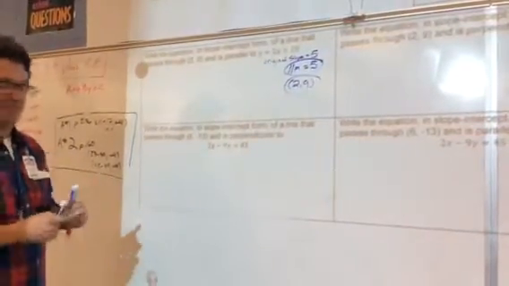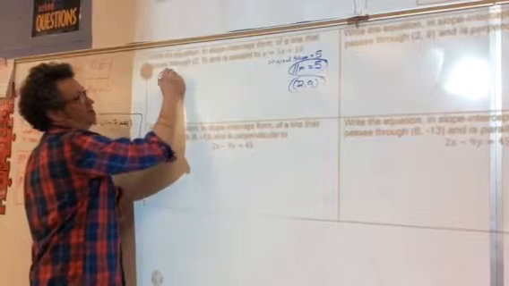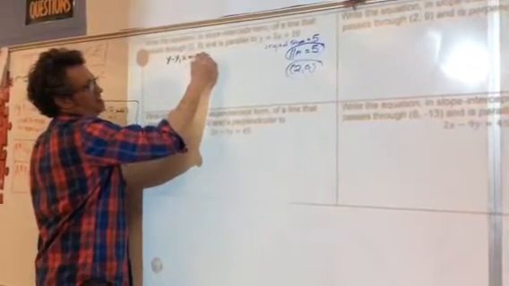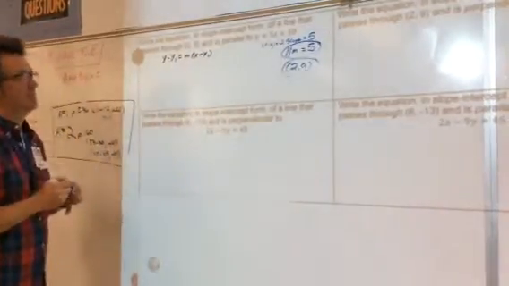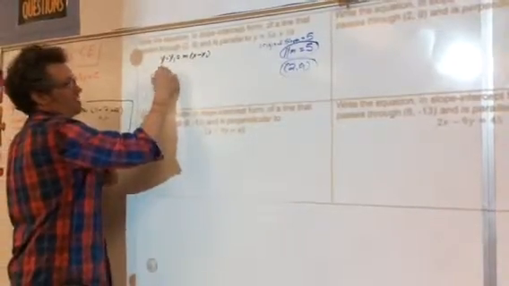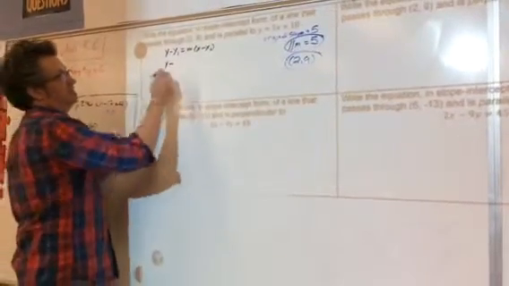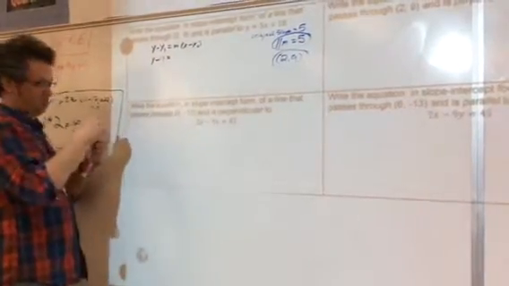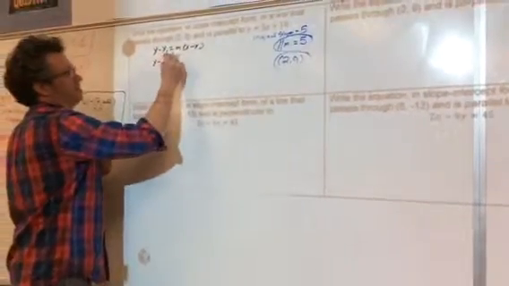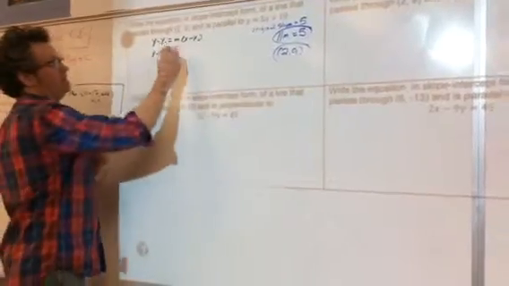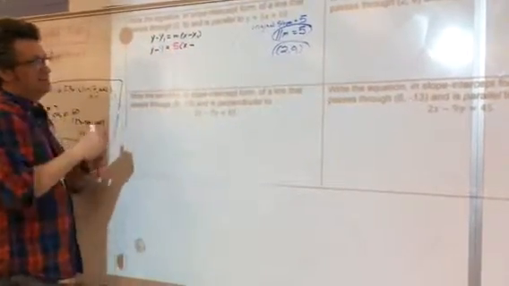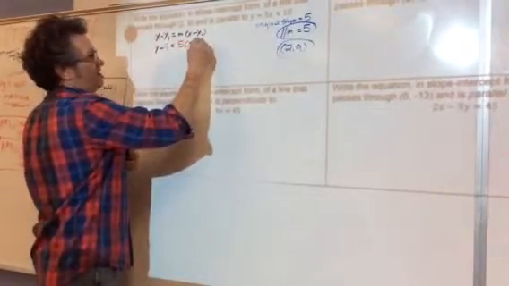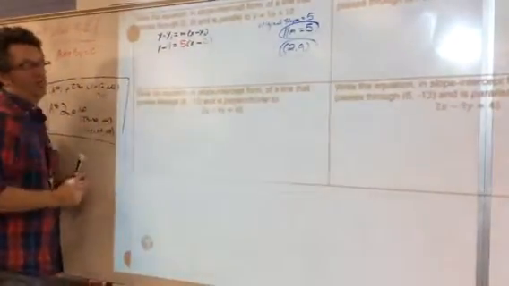So to write the equation, we're going to put it in point slope form, which is y minus y sub 1 equals m times x minus x sub 1. So I get y minus 9 equals, the slope is 5, times x minus the x value, which is 2. So this is point slope form now.